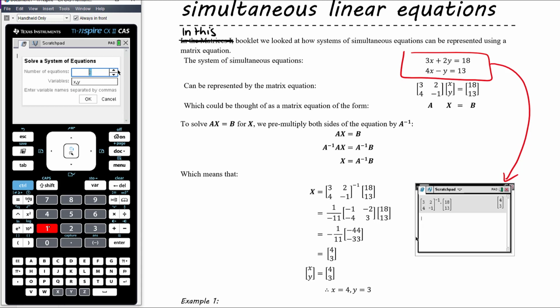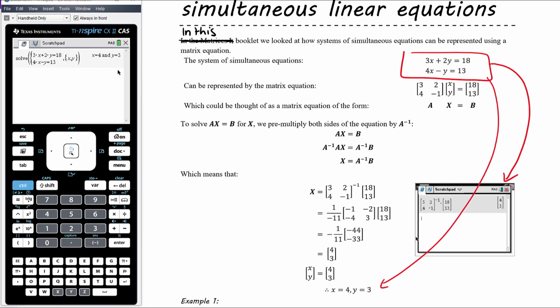Here we have a system of 2 equations, and the variables in those 2 equations are x and y, so we don't need to change anything in there. And then we simply enter our two equations in here. 3x plus 2y equals 18, and 4x minus y equals 13. Press enter, and it tells us straight away that x is equal to 4 and y is equal to 3.